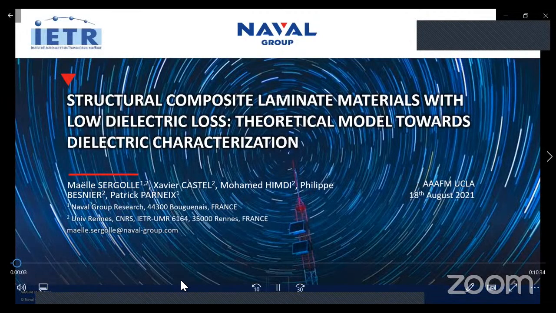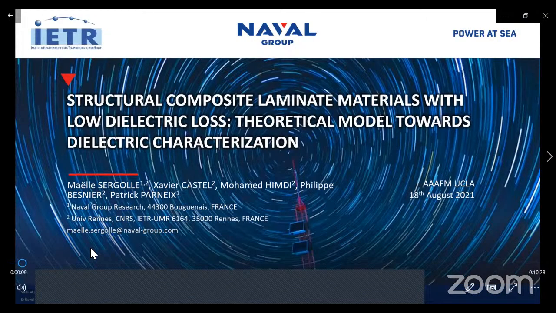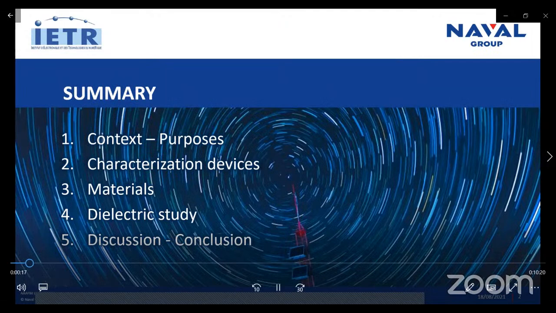Sergol, and I am going to present you my work about structural composite laminate materials with low dielectric loss. Is it working properly? We approach these topics through theoretical model and dielectric characterizations. I will first present the context and the purposes of this work. Then I will introduce the characterization.